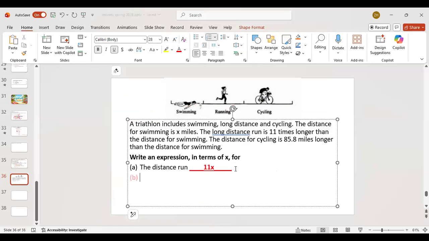So the next one is we want to figure out the distance cycled. So you want to write an expression for the distance cycled. Any ideas for that? The distance cycled.